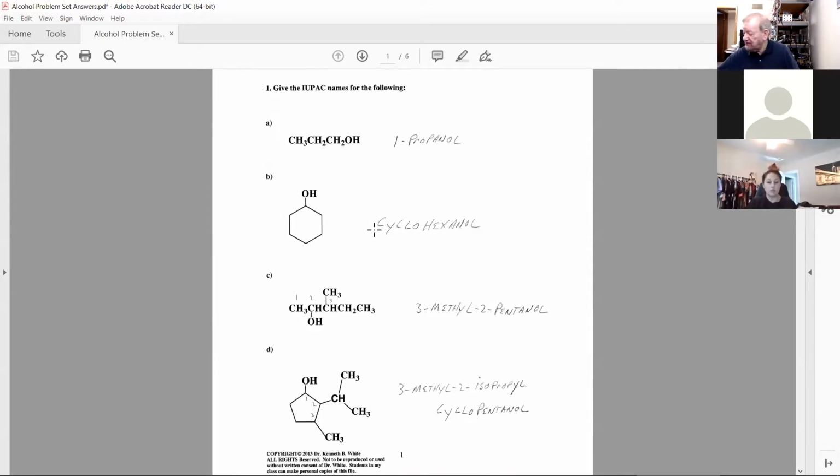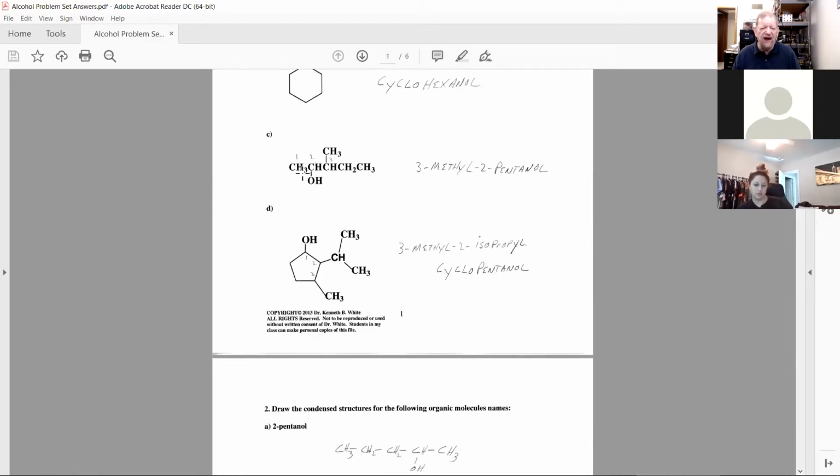the carbon with the hydroxyl group is always 1. The carbon with the hydroxyl group is always 1. Everybody knows that, so you don't need a number. So this is a hydroxyl group on a carbon, 6-membered ring. Remember the cyclohexane, drop the E, alcohol, OL, cyclohexanol.